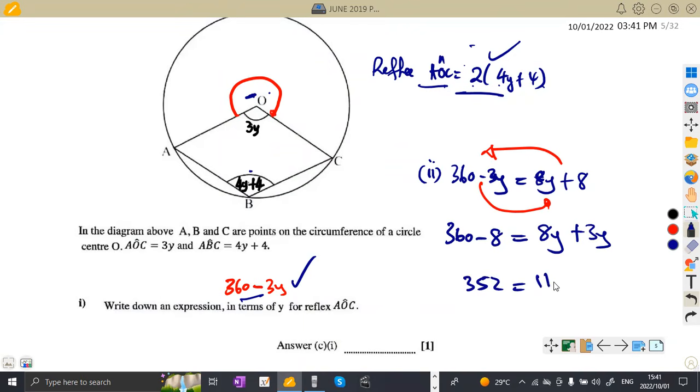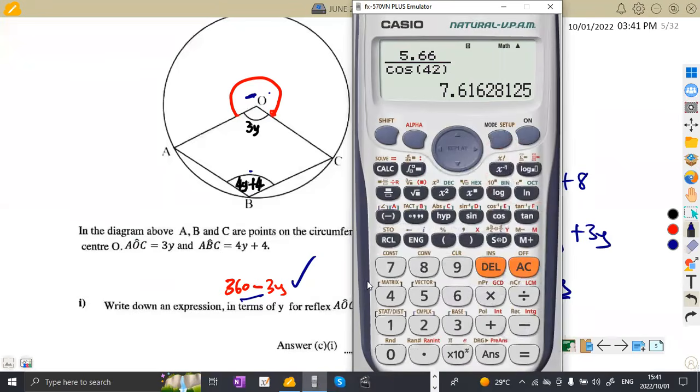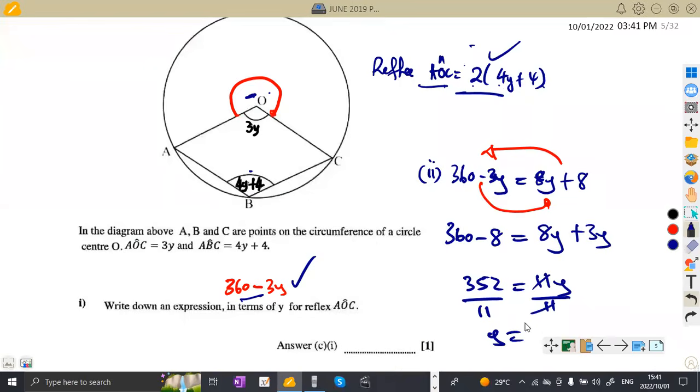8 plus 3, which is 11y. So you can divide both sides by 11. So what is the value of y here? It's 352 divided by 11, which is 32. So that means y is equal to 32. That is the idea here.